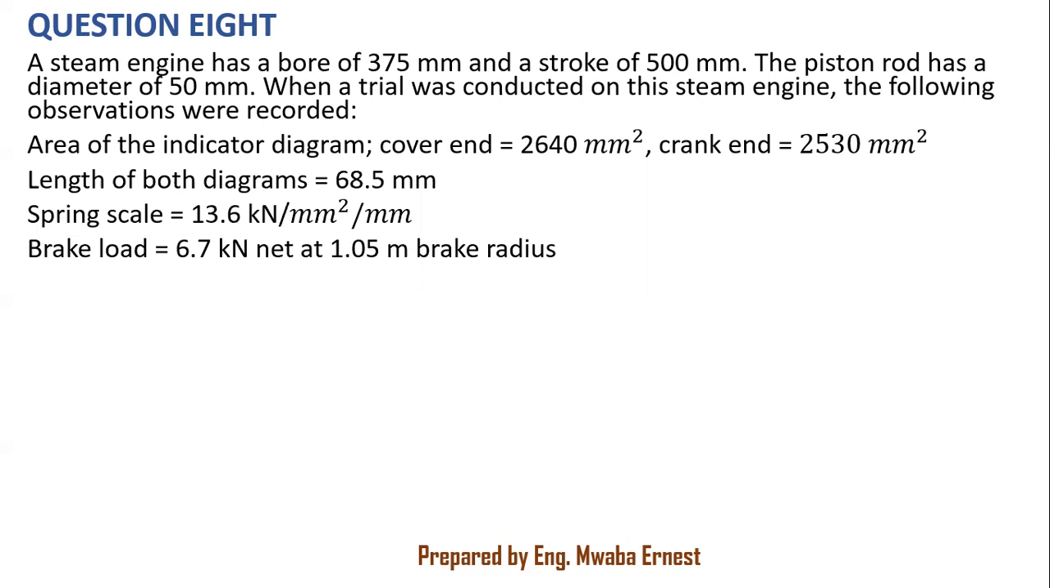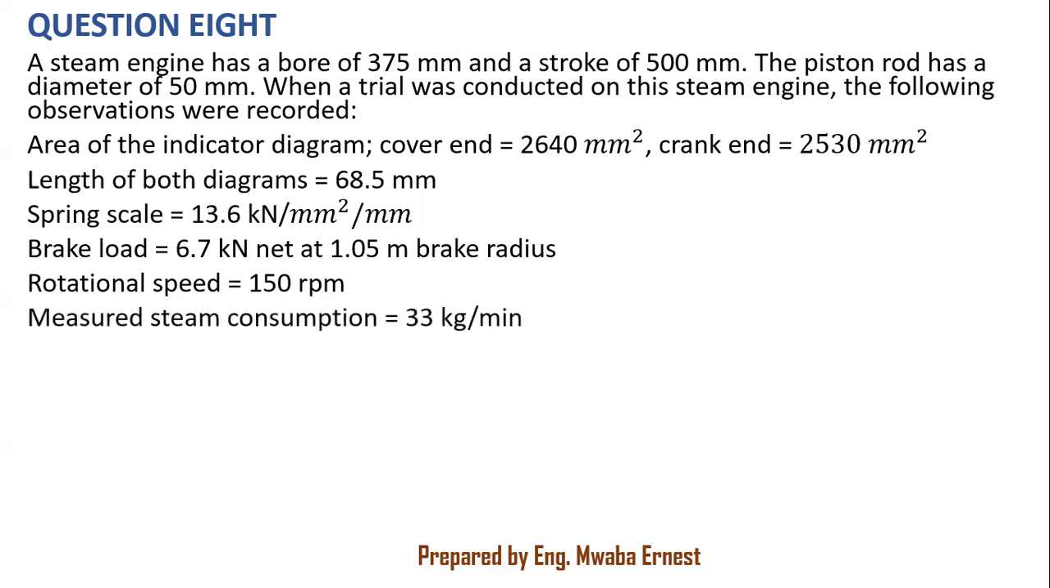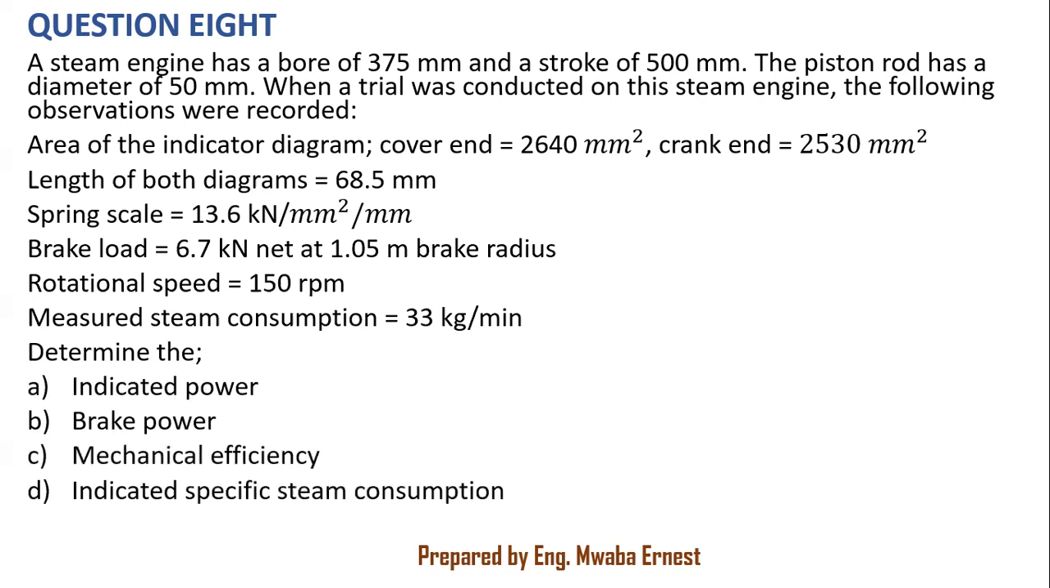Brake load, 6.7 kilonewtons at 1.05 meters brake radius. Rotational speed of the engine, 150 RPM. And then measured steam consumption, 33 kgs per minute. So we need to calculate the indicated power, the brake power, the mechanical efficiency, then the indicated specific steam consumption, as well as the brake specific steam consumption.